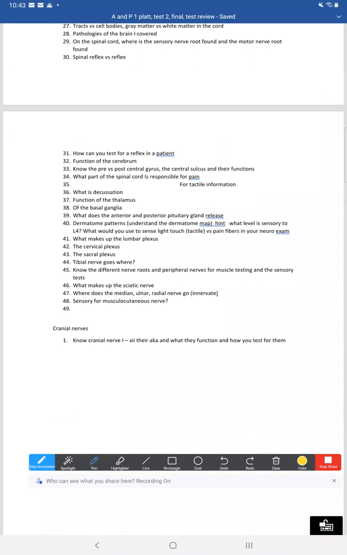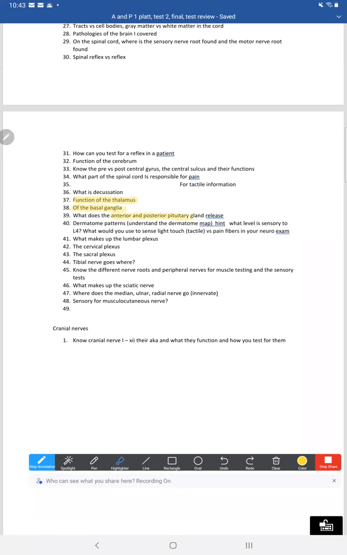Okay, the function of the thalamus is that all incoming information must go to the thalamus, and the thalamus relays that to the cortex. Okay, function of the basal ganglia. That's your acetylcholine, dopamine, and helps with motor control. Damage to that causes Parkinson's.